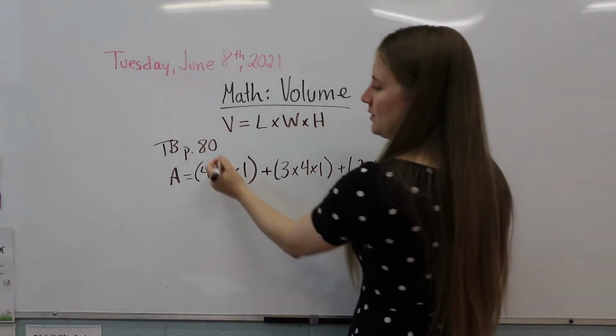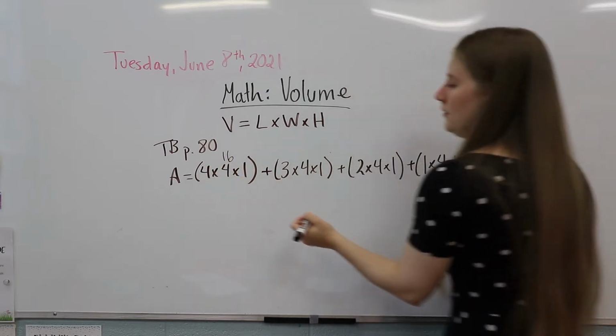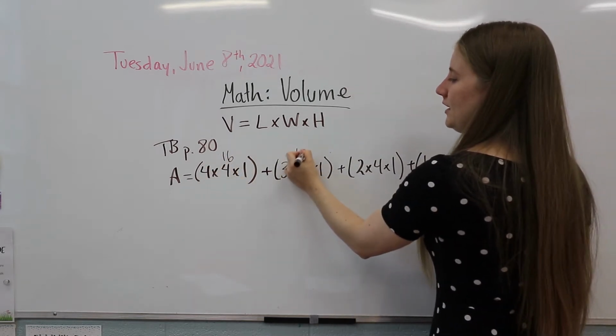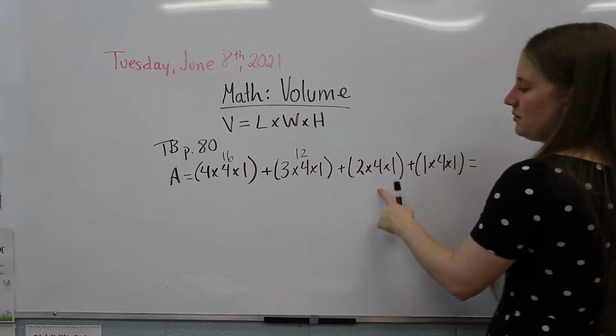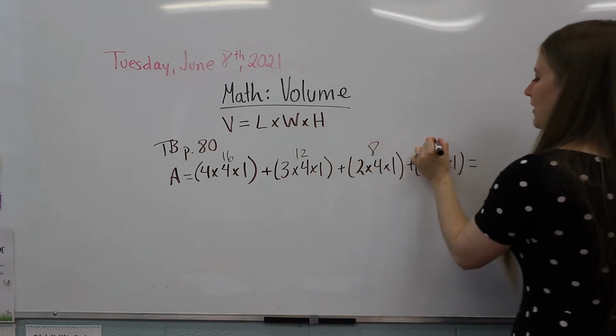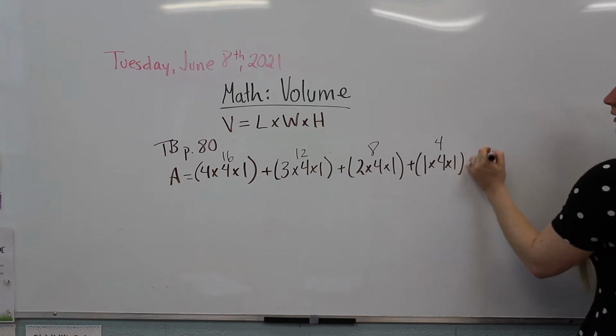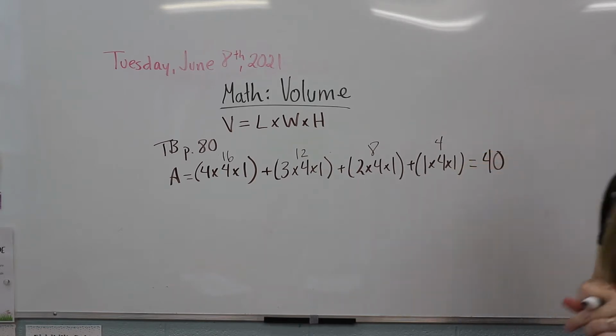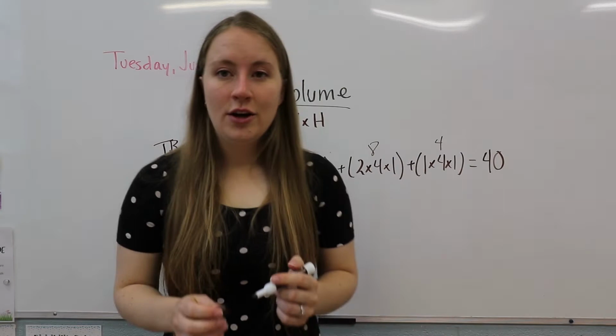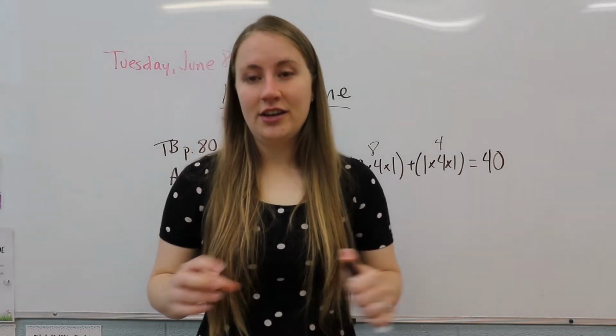So 4 times 4 times 1 is 16. Okay, 3 times 4 times 1 is 12. Then 2 times 4 times 1 is 8. And then, of course, 4. Okay? So now we can add these up together. So we're going to get 40. So the value of A is 40 cubic units.